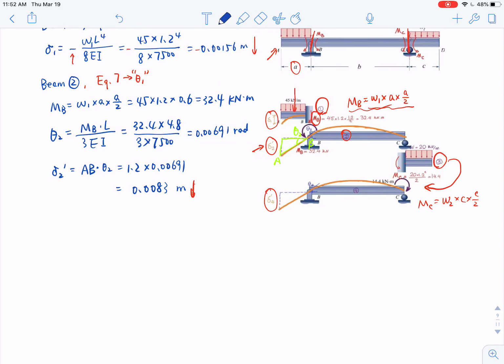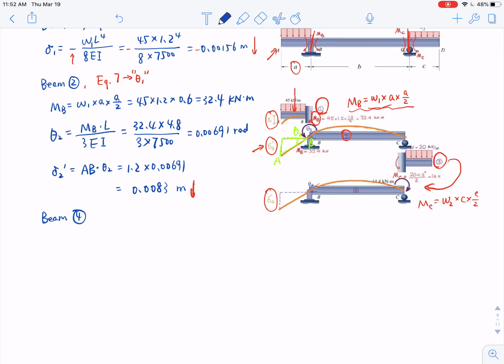Then we have beam 3. As we said, beam 3 will not lead directly to any deflection at point A. All of its effect is reflected by the bending moment MC. So we will not calculate beam 3, we directly go to beam 4.